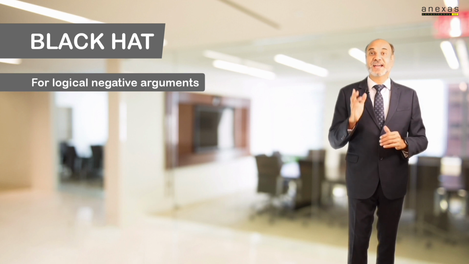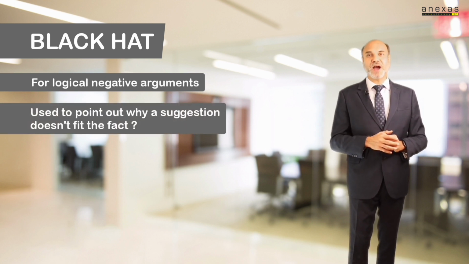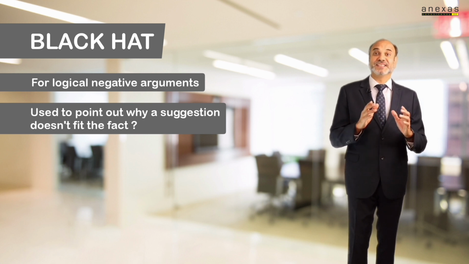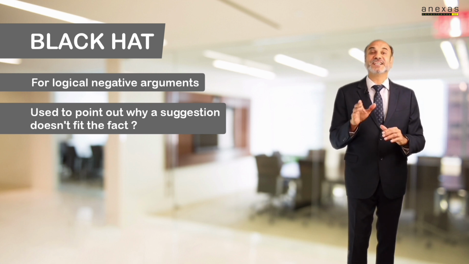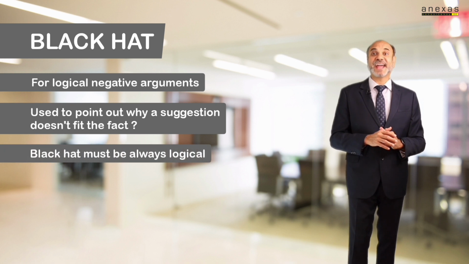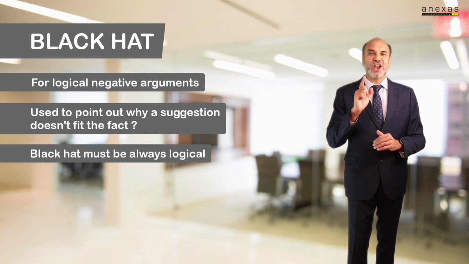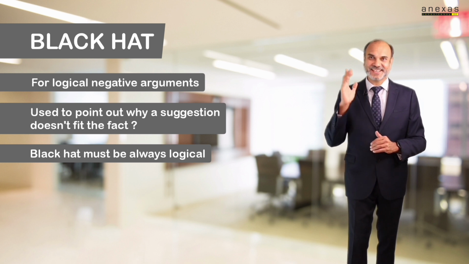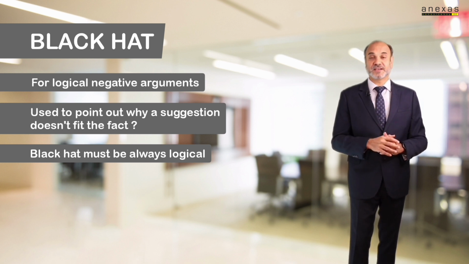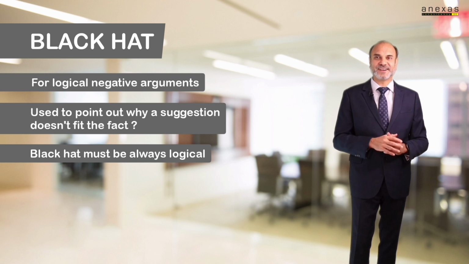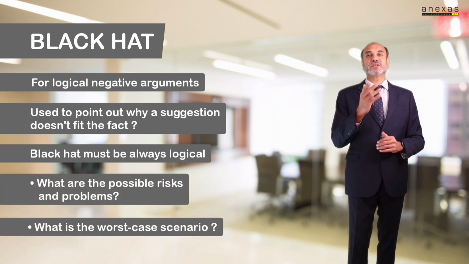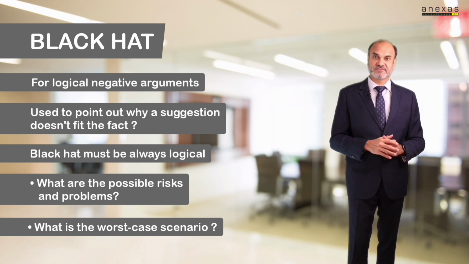The black hat is used to point out why a suggestion does not fit the facts, the available experience, the system in use, or the policy that is being followed. The black hat must always be logical. So it's about logical negative thinking. The questions to be asked while you use the black hat are, what are the possible downside risks and problems? What is the worst case scenario?